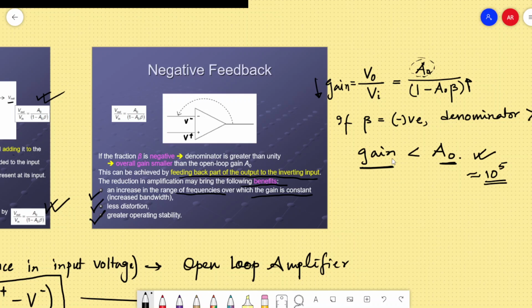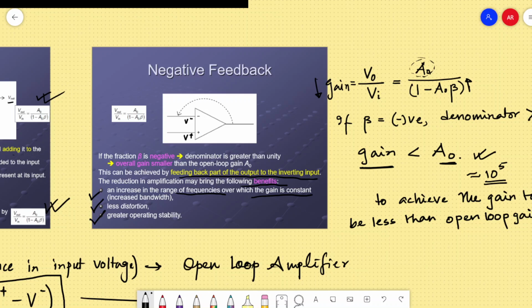So these are the three benefits, advantages of using a feedback amplifier. And for this gain to be less than A naught, to achieve the gain to be less than the open loop gain, feedback is done with the inverting input.